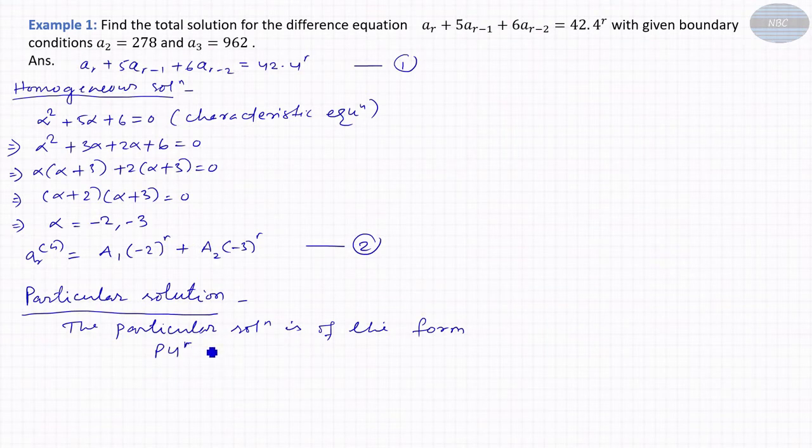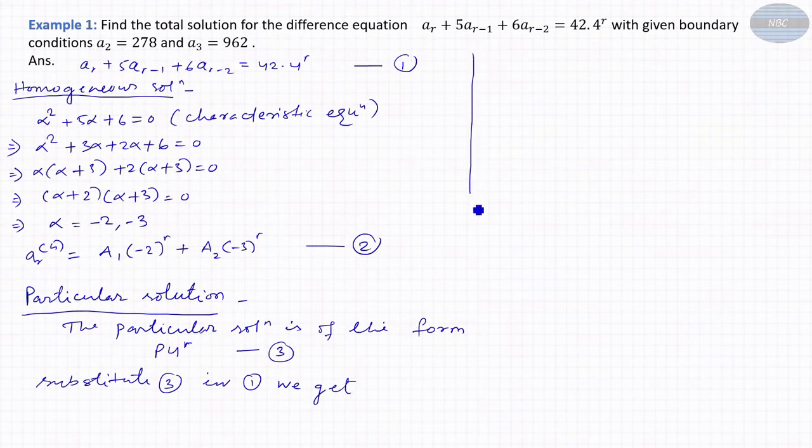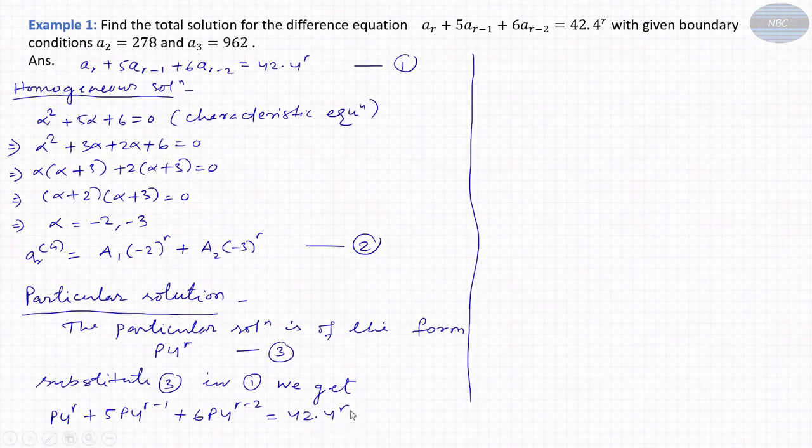So let it be 3. Now substitute 3 in 1, we get P4 to the power r plus 5 P4 to the power r minus 1 plus 6 P4 to the power r minus 2 is equal to 42 into 4 to the power r. Okay, now let us solve this one.